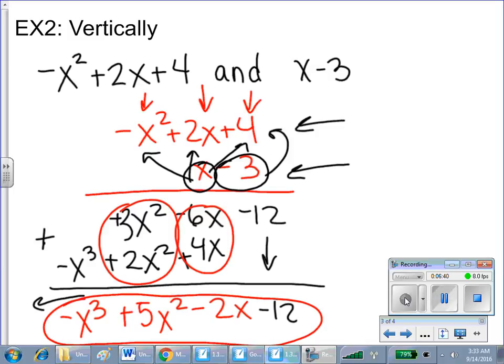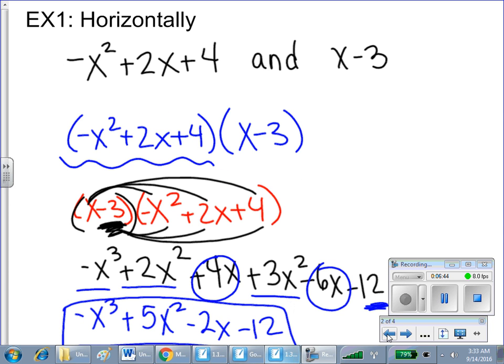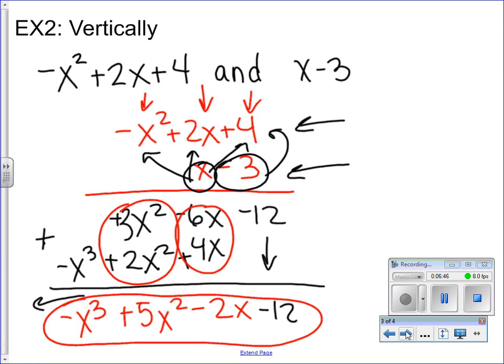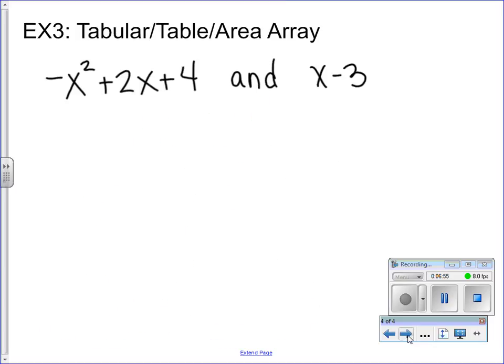Notice we got the same exact answer as we got for the last example. Because we are doing the same thing, we're multiplying, but we're just doing it in different methods. We're going to do a third method, which is the last method, the tabular table or area array. So again, I'm multiplying the same two polynomials, so I should get the same exact solution as the last two examples. Now when I set this up, it's a little bit different.